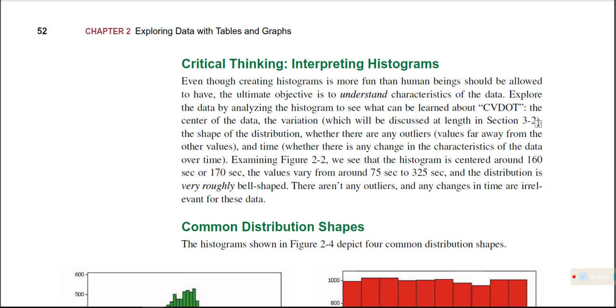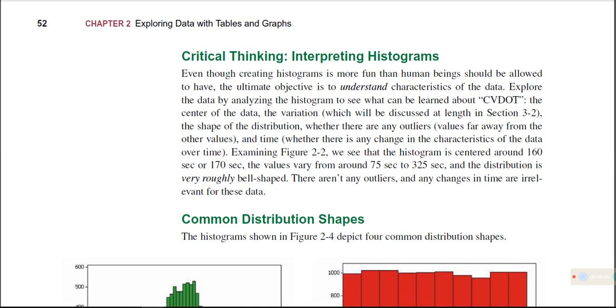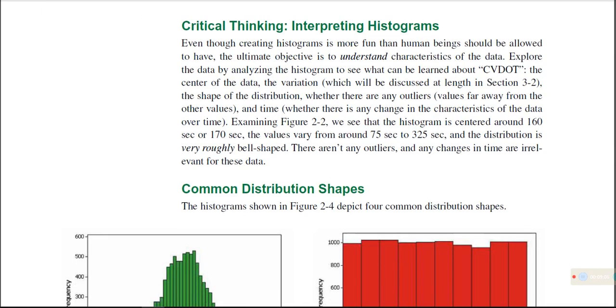So, sa, ano pa tayo? Sa chapter 3 pa. Ay, hindi pala. Chapter 2, section 3-2. Ayan. Malapit na rin pala. The shape of the distribution, whether there are any outliers, values far away from the other values, and time, whether there is any change in the characteristics of the data over time.